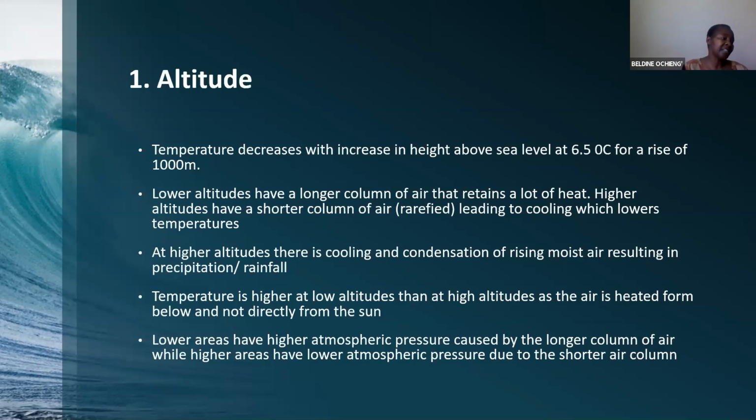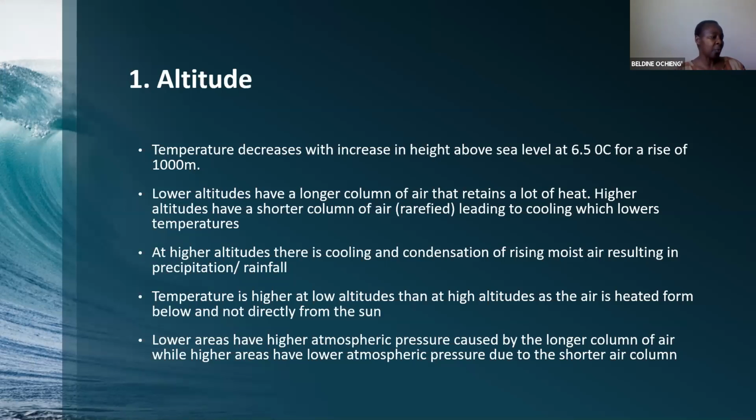At higher altitudes, there is cooling and condensation of rising moist air, resulting into precipitation, mainly rainfall. At higher altitude, there is cooling. We also know the higher you go, the cooler it becomes. Then as it continues, the air will condense as it is rising. The moist air will condense, resulting into rainfall.